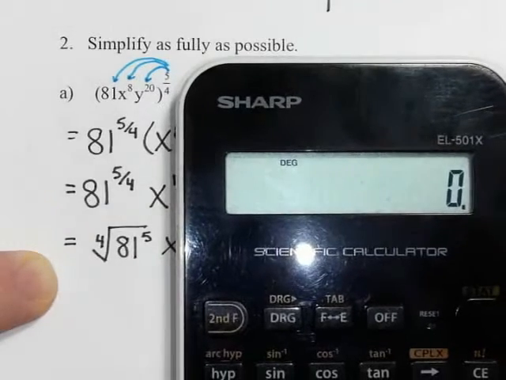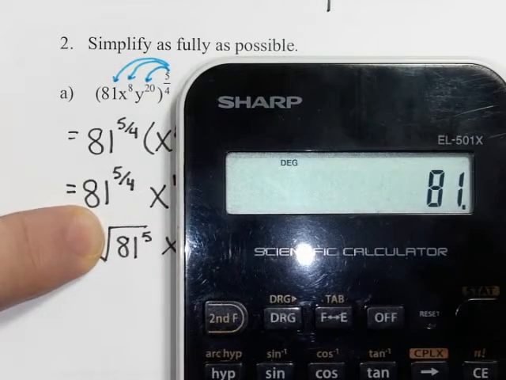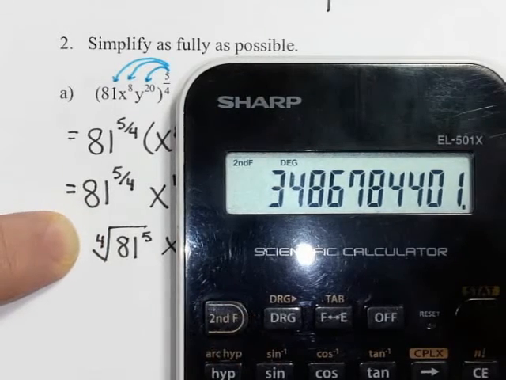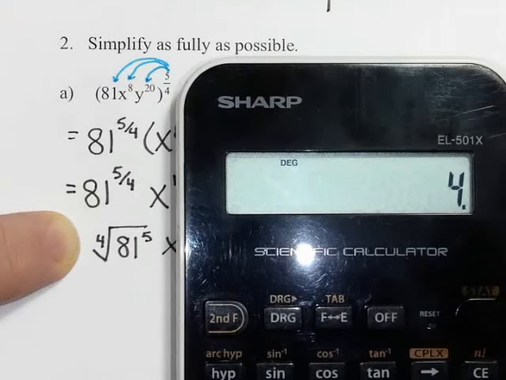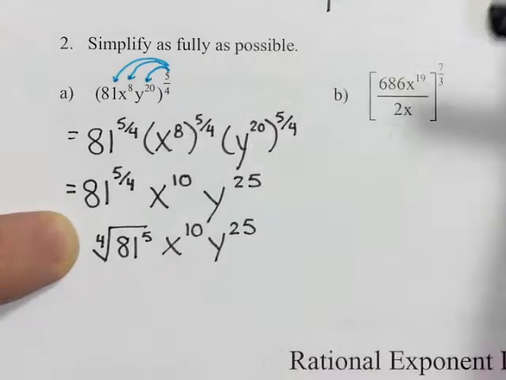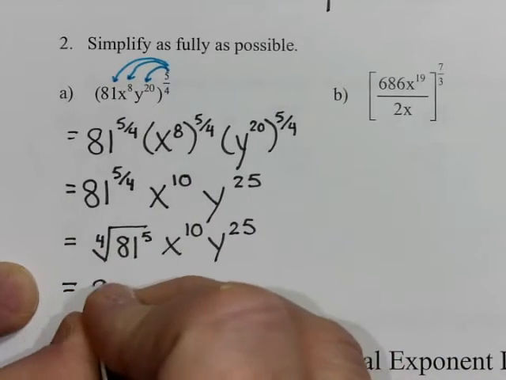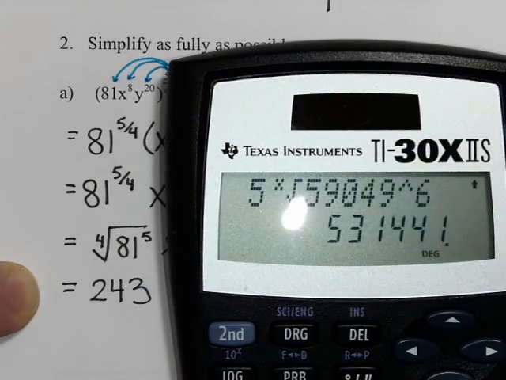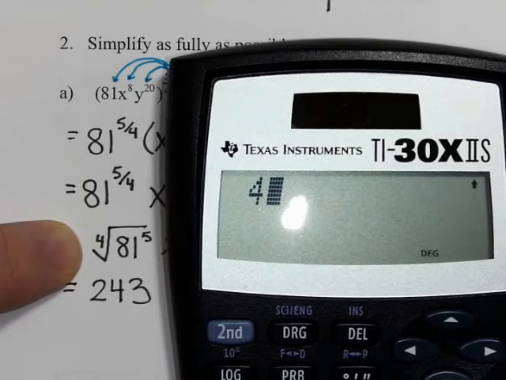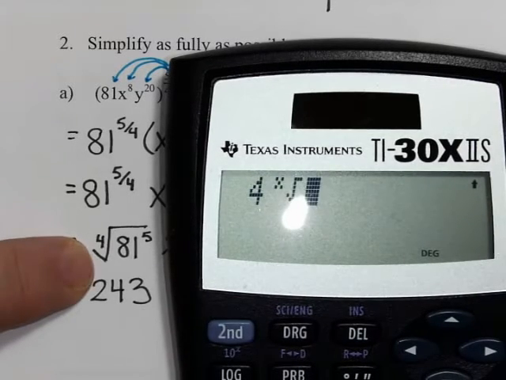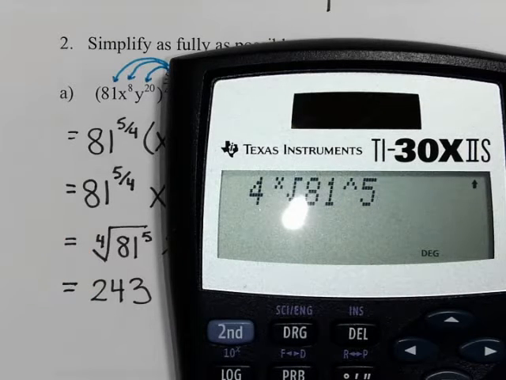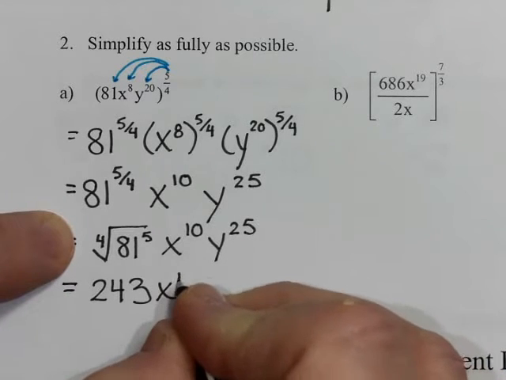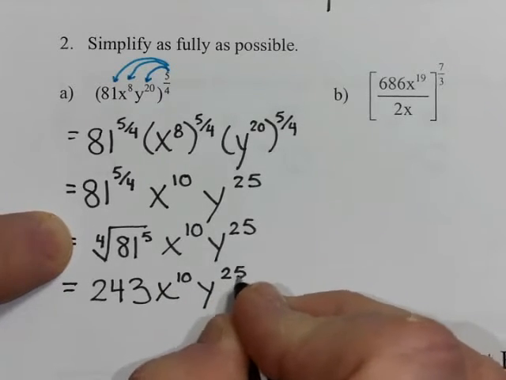So on this calculator, I'm going to do the number first. So 81 to the power of 5, big number. And then second, my exponent button, 4 equals. And I get 243. Now just to check on the other calculator, this one I put the number in first, so I would put the 4 in first, and then second my exponent button, and then 81 to the power of 5, and I get 243. So this is 243 x to the 10, y to the 25.